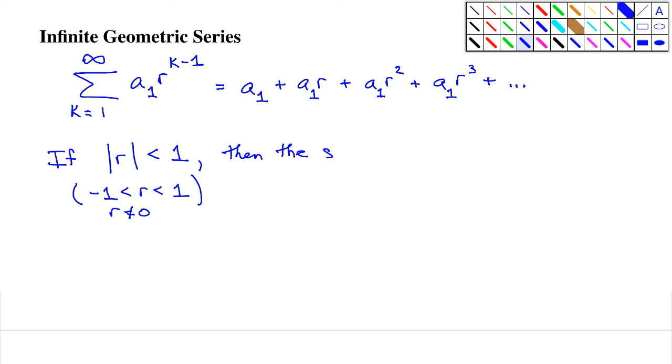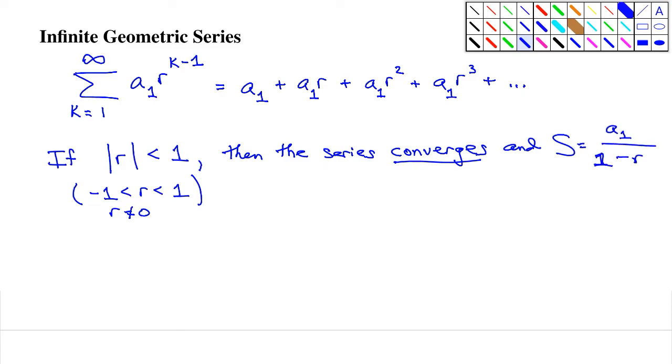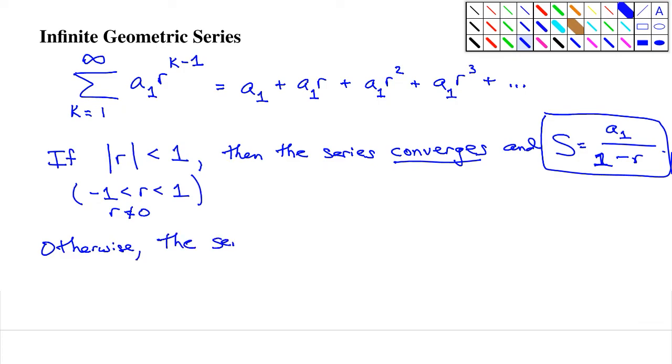the series converges and S is equal to a sub 1 divided by 1 minus r. So that's the formula for an infinite geometric sum. Otherwise, the series diverges.